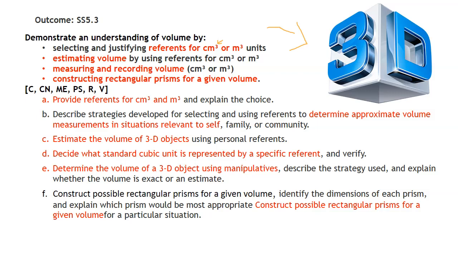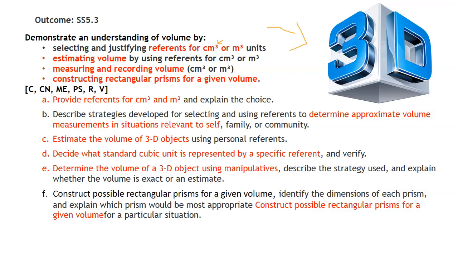So you need to be able to select and justify a referent. We've talked about reference before. It's an object that you might find in everyday life that is sort of the same size as a cubic centimeter or sort of the same size as a cubic meter, something that you can kind of refer to estimate how big your object is.